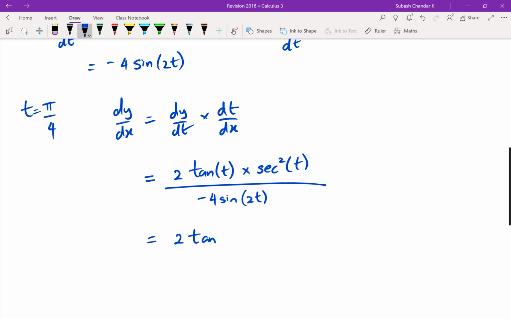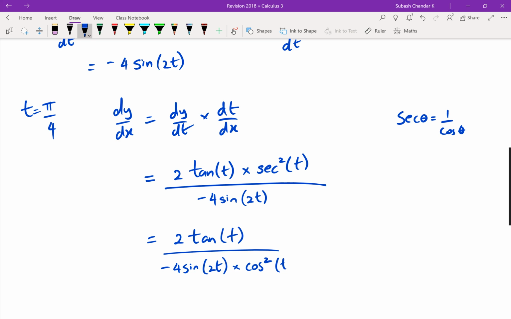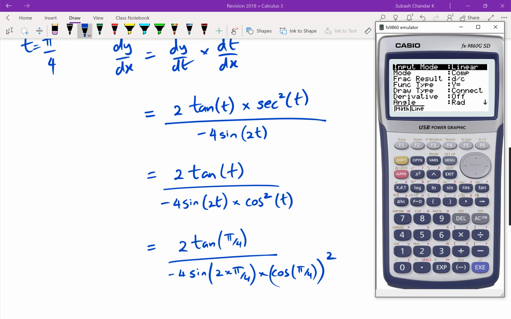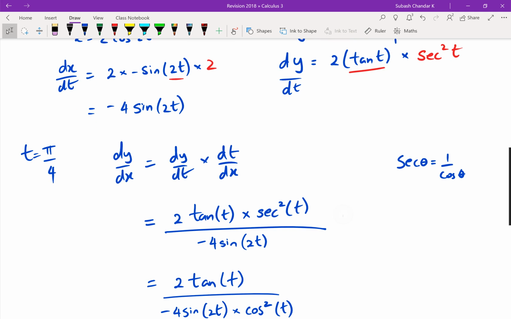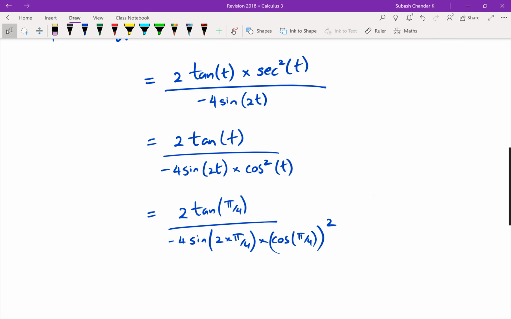Now, you can't do sec squared t in your calculator, am I correct? So what is sec theta in terms of cos theta? 1 over cos. So I'm going to rewrite this whole equation as 2 sine t over negative 4 sine 2t multiplied by cos squared t. Sorry guys, I might have skipped a few steps, but you get the idea. Just follow the instructions. There's the differentiation.